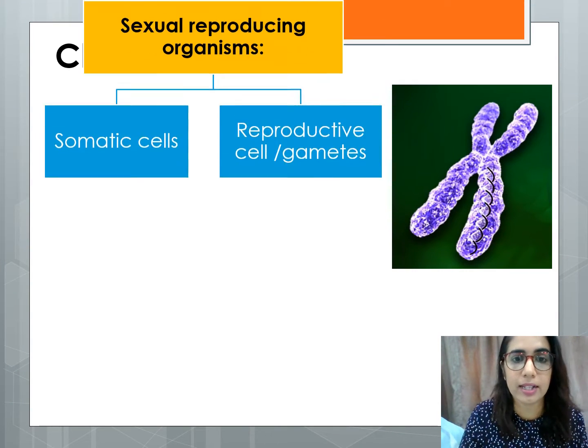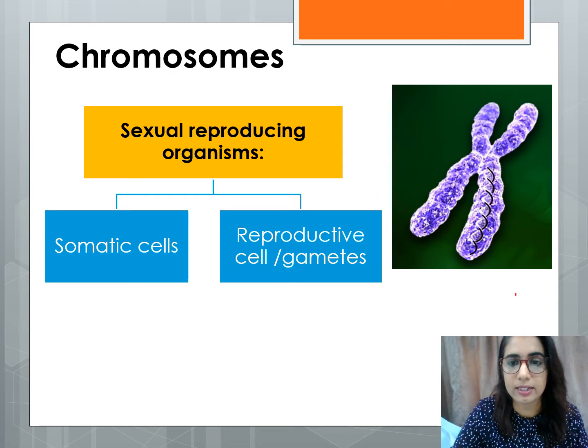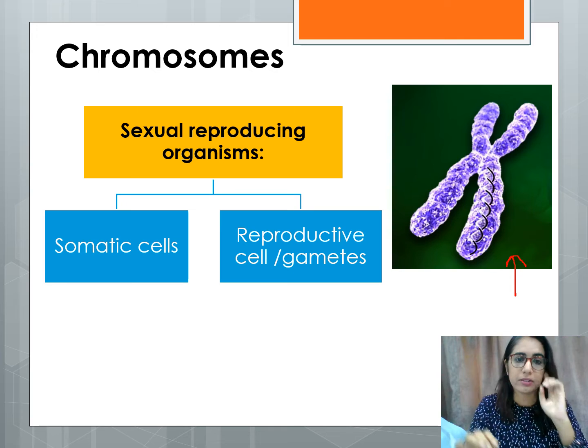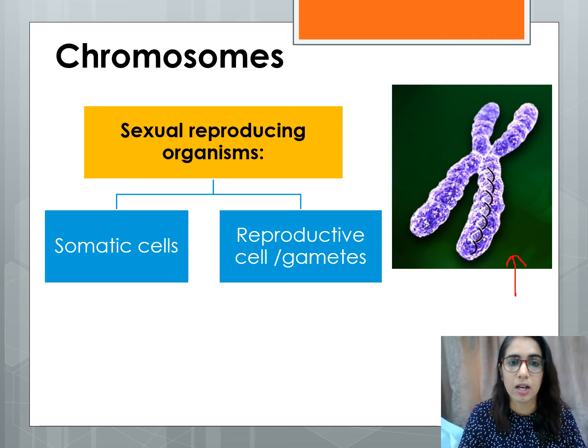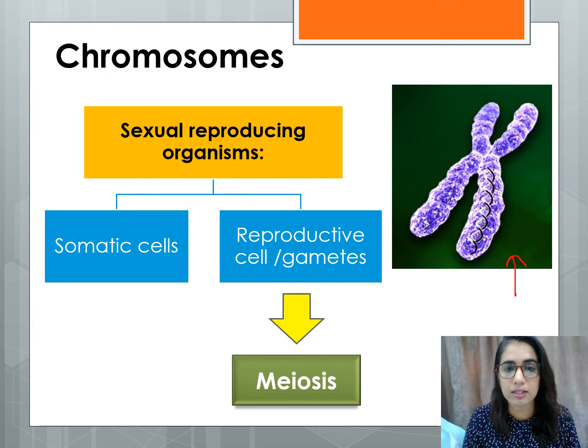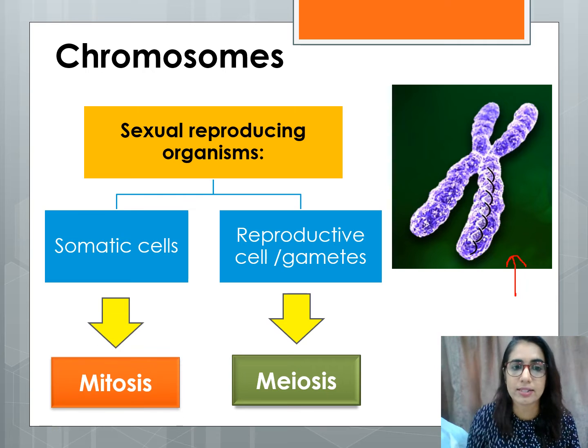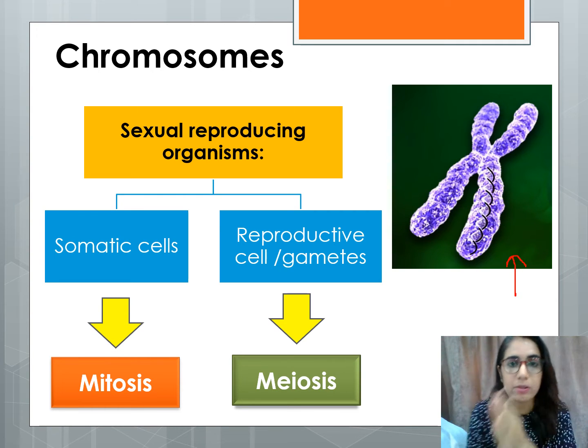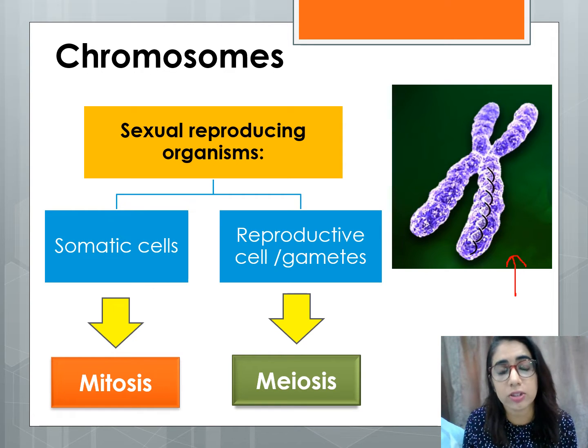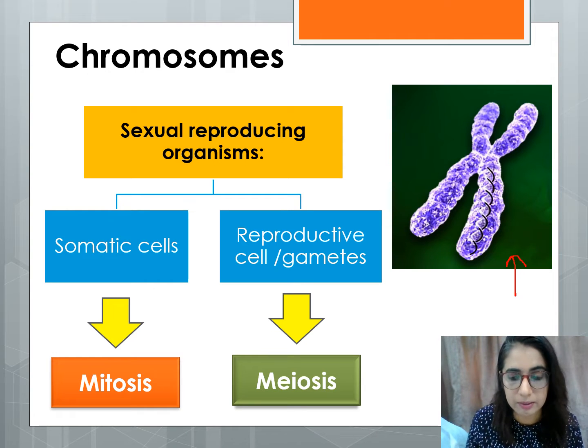This is the chromosome, like I've explained. The structure of a chromosome looks like this. Sexually reproducing organisms have chromosomes in them. For example, chromosomes are found in somatic cells and also reproductive cells, which we call gametes. Somatic cells are every other cell in the body that divides, that has a nucleus, that has DNA. Reproductive cells are the ones that undergo the meiosis process, whereas the somatic cells undergo mitosis. So mitosis and meiosis are the processes that you are going to learn in this chapter. But before we go into these processes, there are certain things that you have to be clear on first.